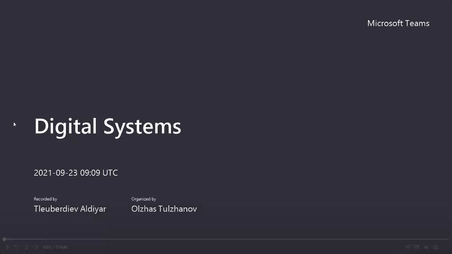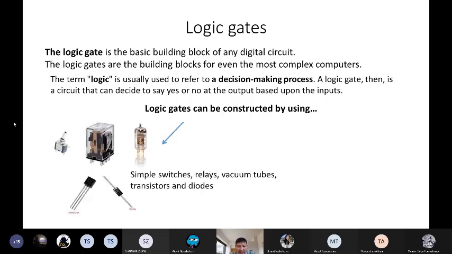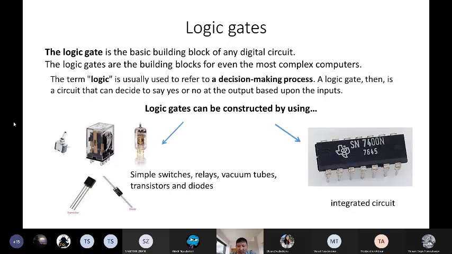Also maybe 0, 1. And outputs maybe 0, 1, but it depends on the inputs. So actual logic gates can be constructed in two ways. First, we can just use simple switches. Here you can see some relays, vacuum tubes, transistors and diodes, but it will be too complex and will take a lot of time. And it's old-fashioned. We will not do it, but we will use integrated circuits that contain these logic gates.